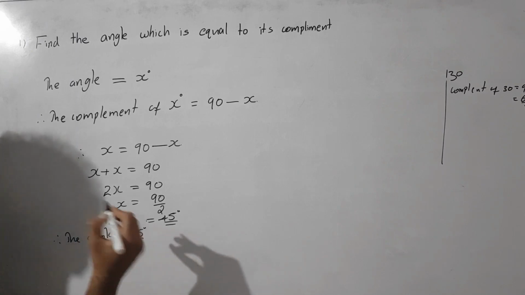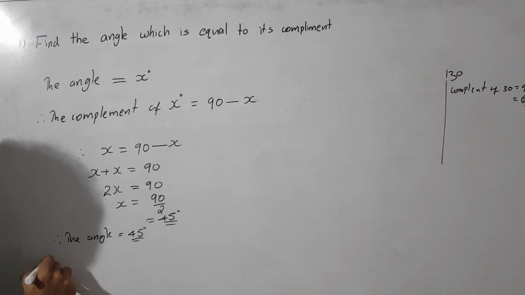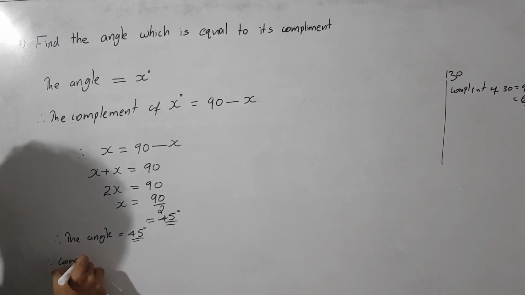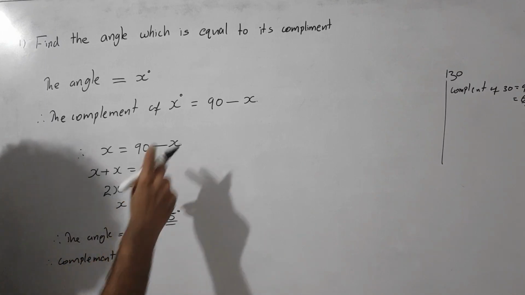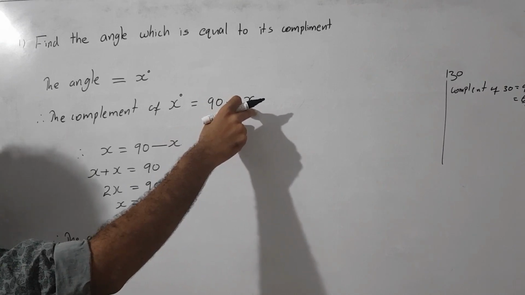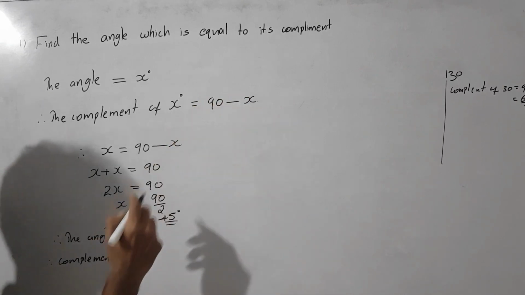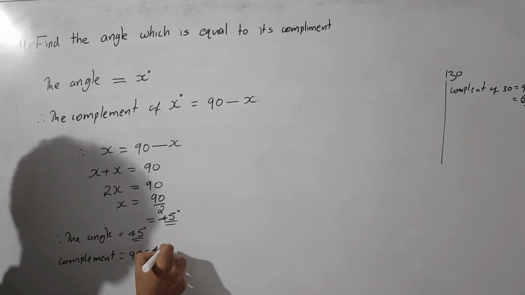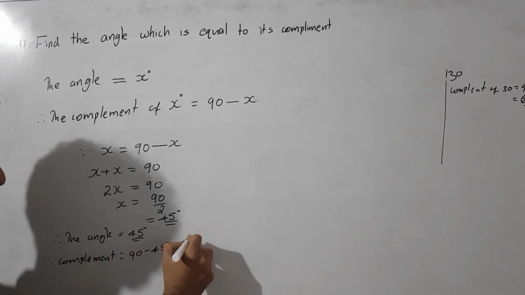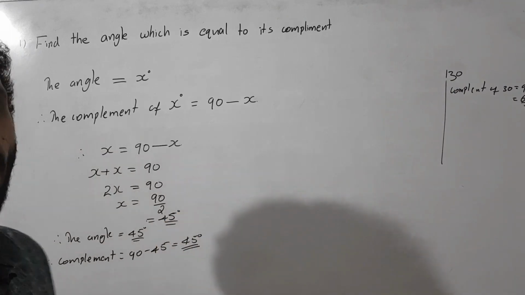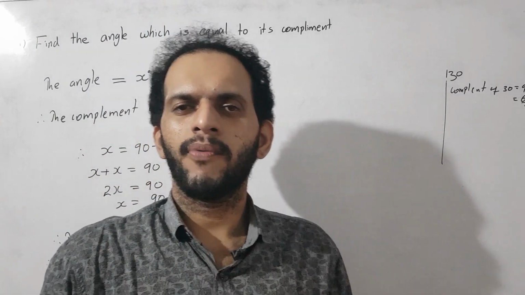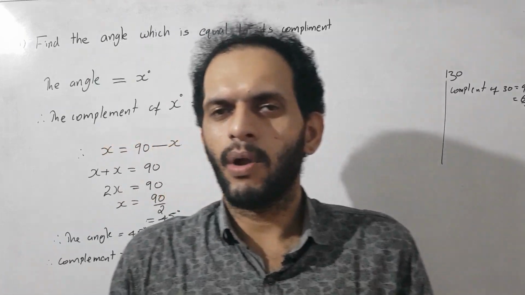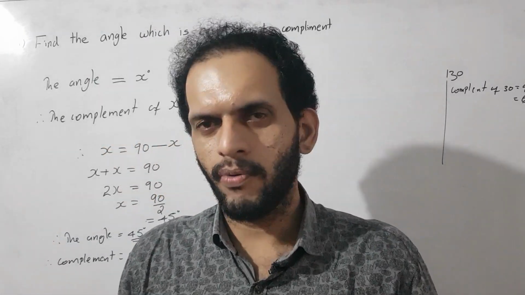If the angle is 45, then what is the complement? The complement is 90 minus x. 90 minus x means 90 minus 45. What is 90 minus 45? That's also 45. Then in whose case are the angle value and the complement of the angle equal? That's equal only in the case of angle value 45.